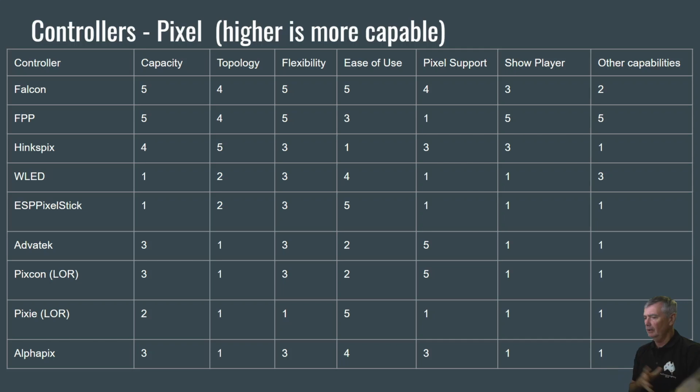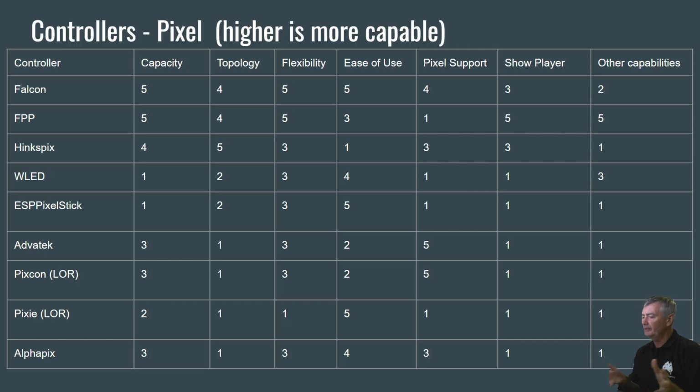Closely followed by the Falcon and FPP with their smart remotes and dumb remotes, and the ability to chain these, depending on the version that you're on, up to 6 of these remotes from the controller. And I gave WLED and ES Pixel Stick an extra point there just because they're Wi-Fi, and that creates a different topology than most people use. Whereas all the others are, generally speaking, controllers that just control local pixels.